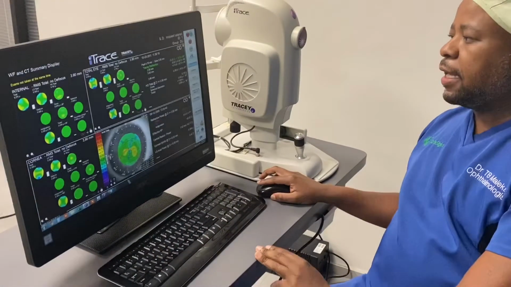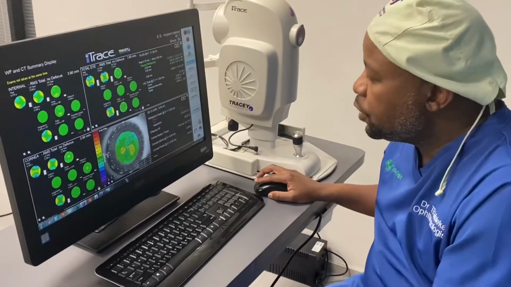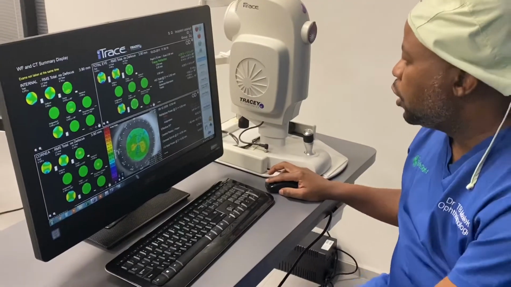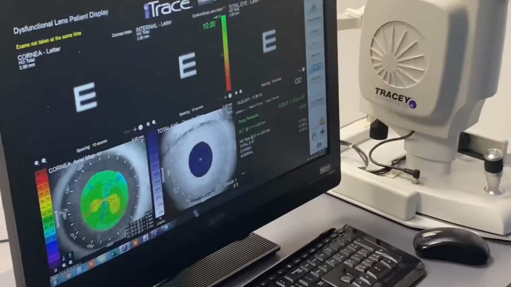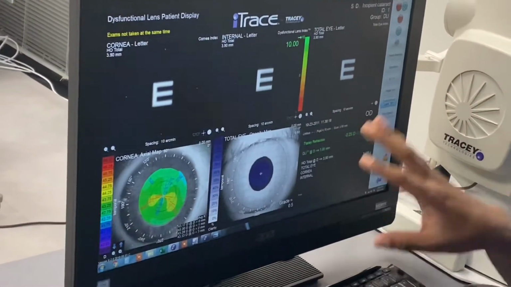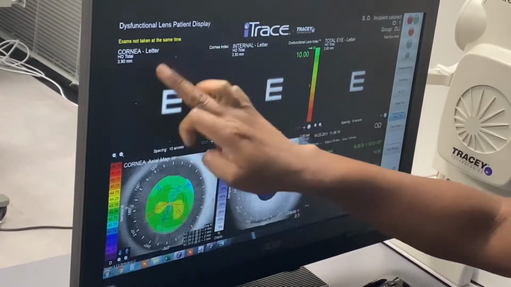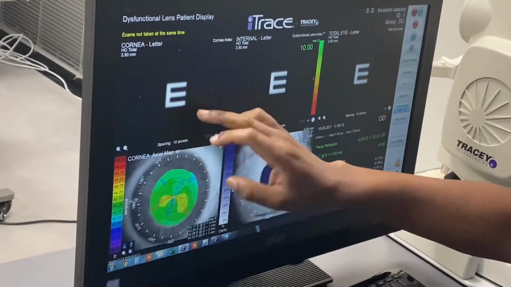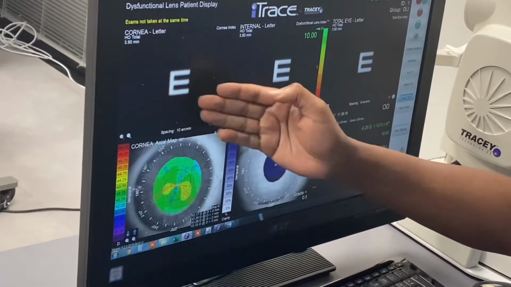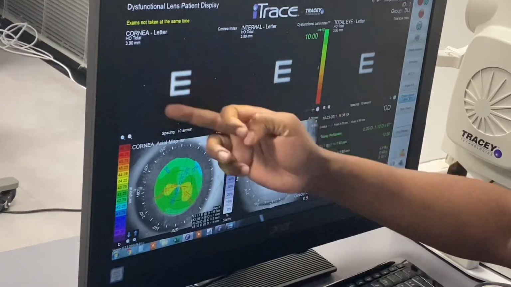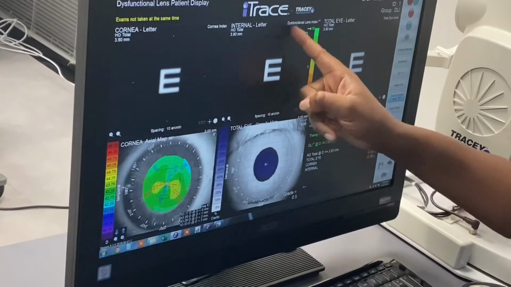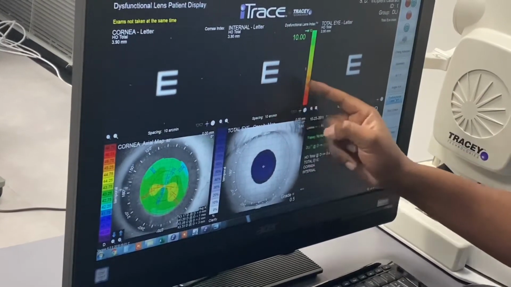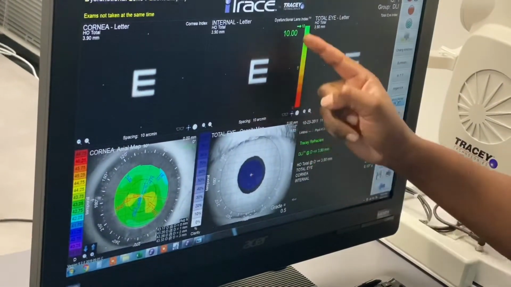This is another example of what this piece of equipment can do. There's a module called the dysfunctional lens index. So with the wavefront, we can look at the wavefront of the cornea. The wavefront of the cornea is pretty good. This is the right eye of the patient. And the internal wavefront, which is of the lens, is also good.